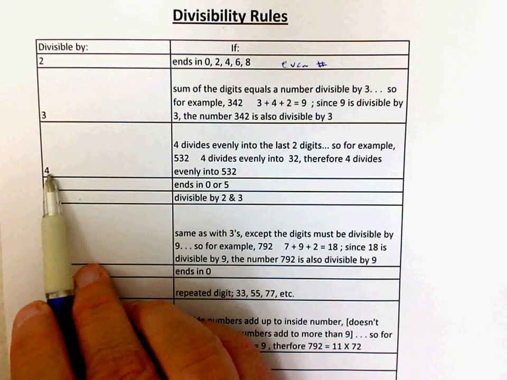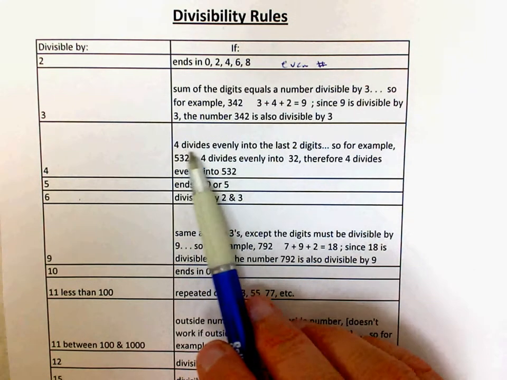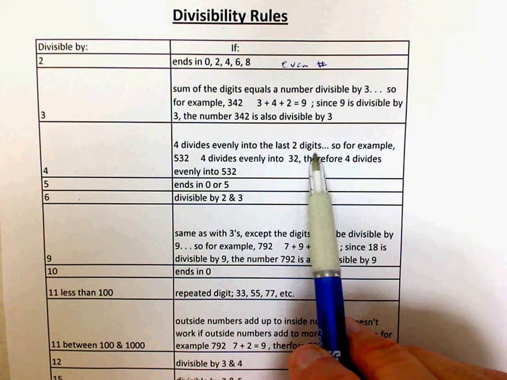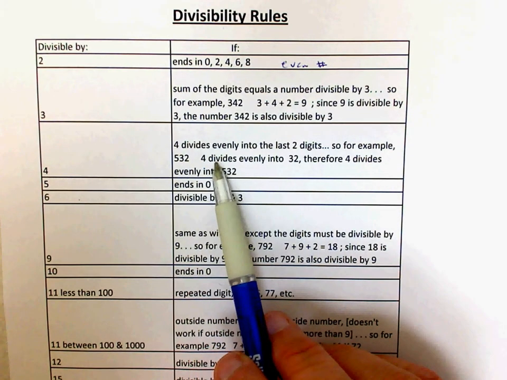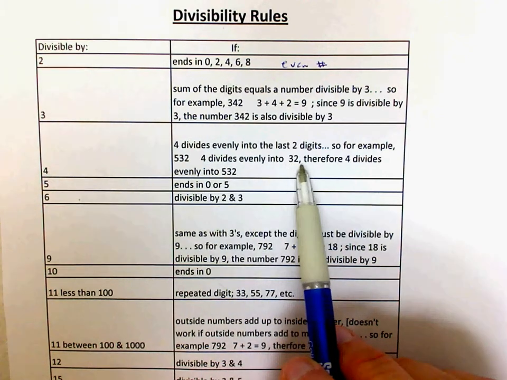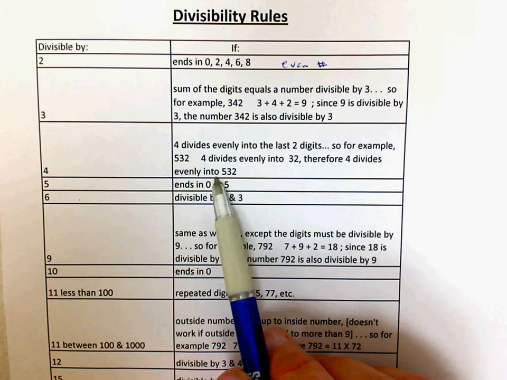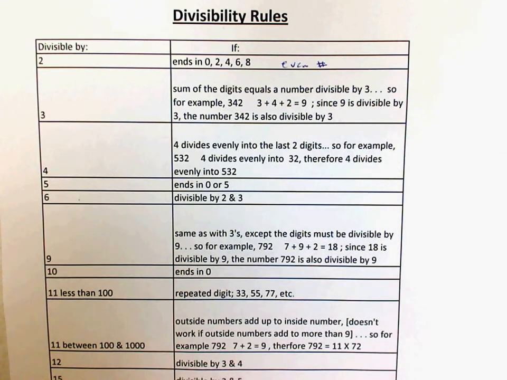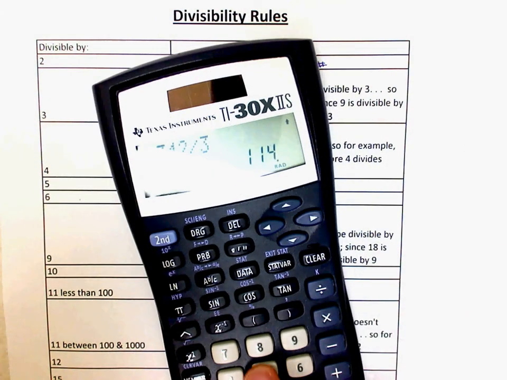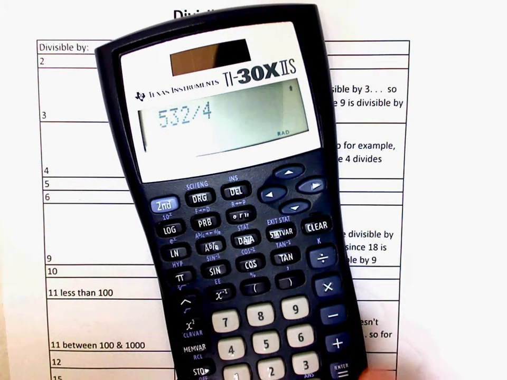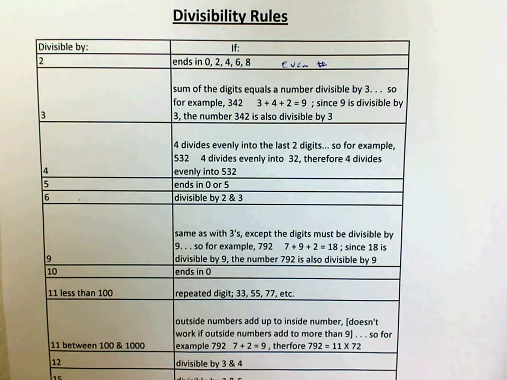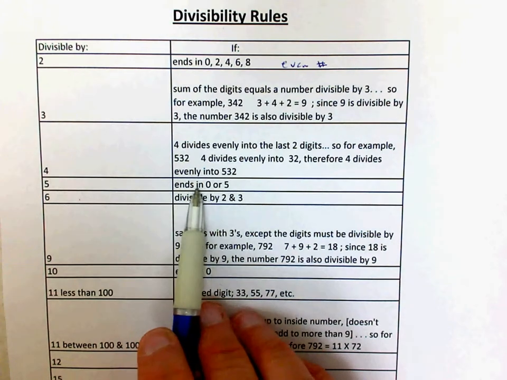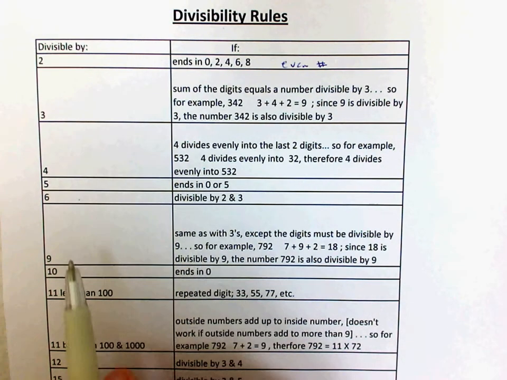Now, it's divisible by 4 if 4 divides evenly into the last 2 digits. So for the number 532, 4 divides evenly into 32, therefore 4 divides evenly into 532. Alright, so 532 divided by 4 gives us 133. 5, if it ends in 0 or 5, I can divide it by 5.